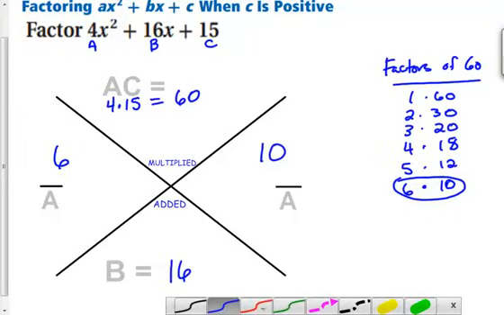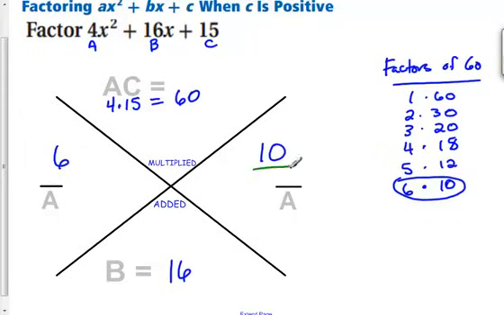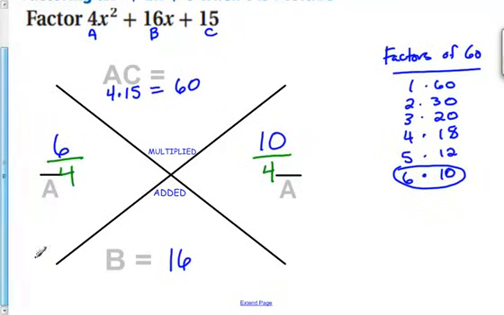Our next step then is to go back and write this as a fraction over our value for a. So this is 6 over 4 and 10 over 4, and we're going to simplify those. So 6 over 4 can be simplified as 3 over 2, and 10 over 4 can be simplified as 5 over 2. And so now what we have is our numbers that we're going to use for our binomials. We're going to take 3 over 2, and this is going to be called bottoms up. So we're going to start at the bottom and work our way up.